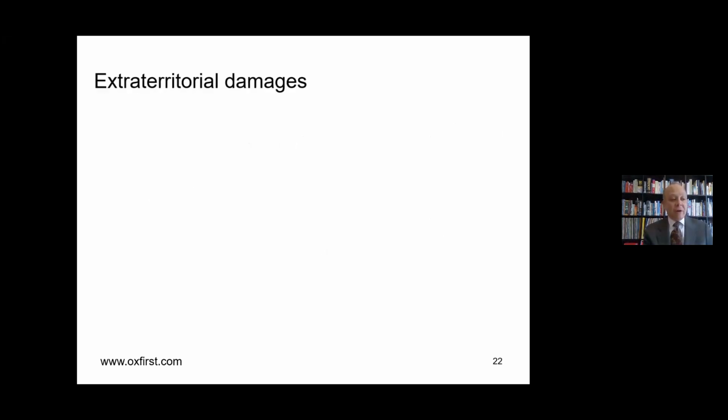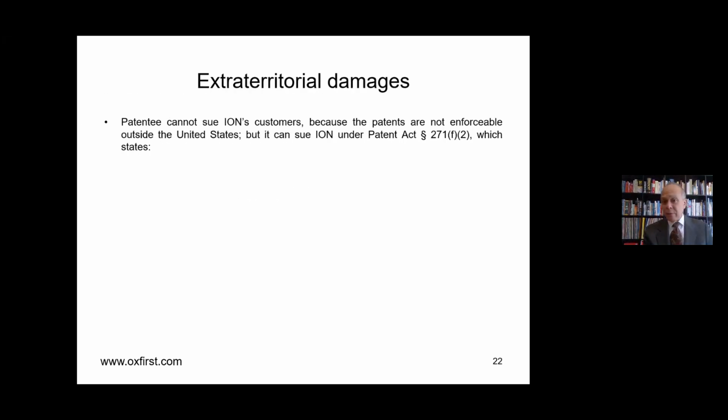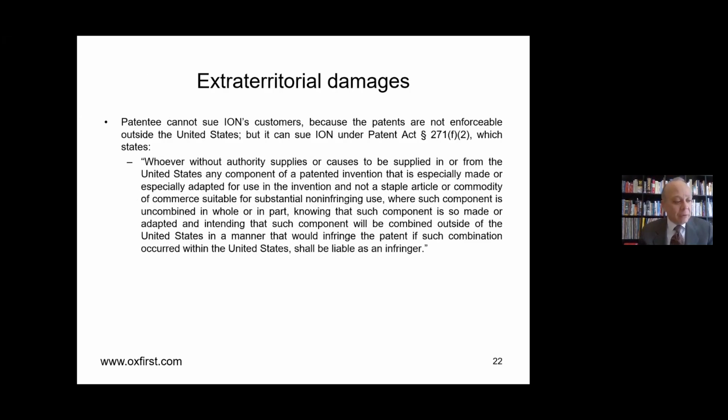So Western GECO cannot sue ION's customers because the customers are acting outside the United States. They're acting somewhere where there would be no patent in force, in international waters. But what Western GECO can do is sue ION under Section 271(f)(2) of the Patent Act. Somewhat obscure provision, but it reads as follows.